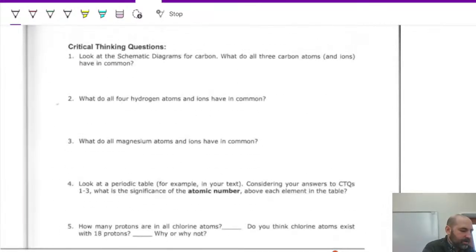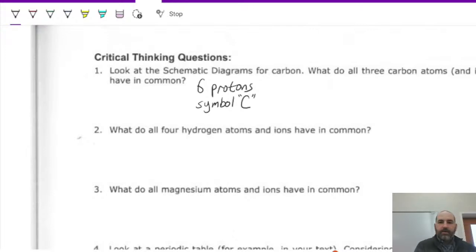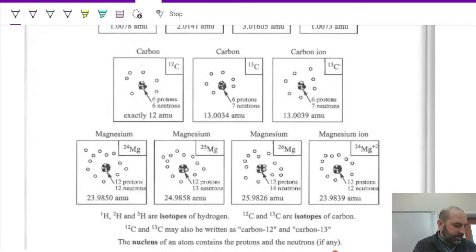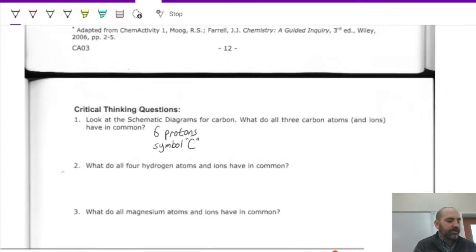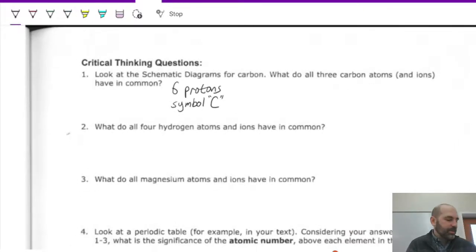So we could say here, things that they have in common would be 6 protons, the symbol C, and what else did we say? I guess that's it, right? Oh, and they're all called carbon, but I guess that's kind of obvious because they ask us about all 3 carbon atoms. So, you know, you could just leave that there.